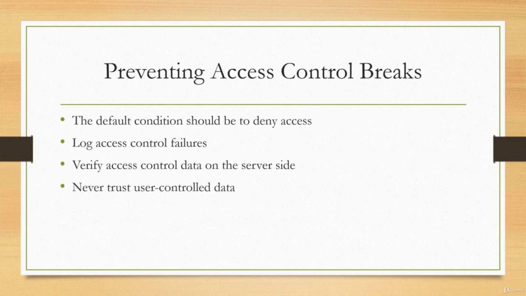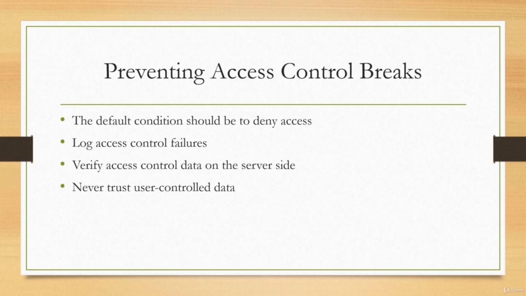So the final piece here is to just discuss a general idea of how to prevent access control breaks. By default, whenever you're checking for permissions, if you run into some sort of problem, you should default to denying access. So if someone tries to access something and an error occurs, for instance, you should default to just denying access immediately. You never default to allowing the user into the system because that's how these sort of escalations typically work. We want to always log the information too.